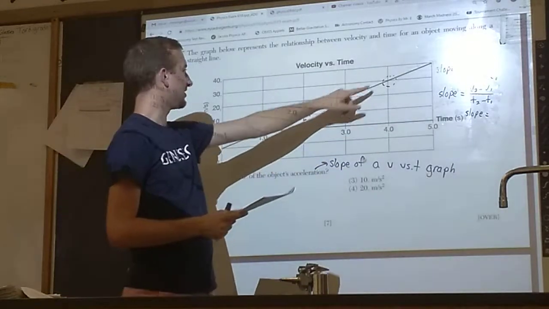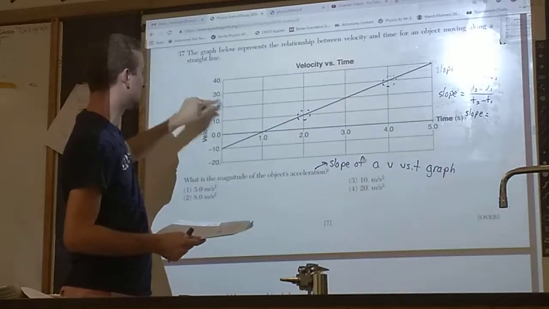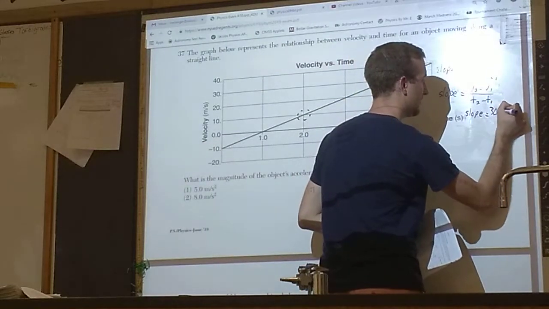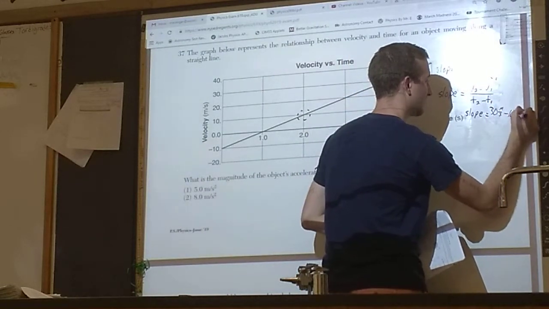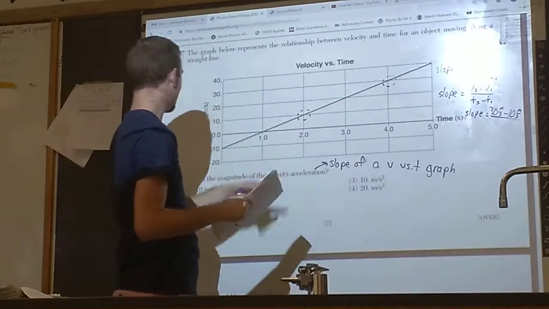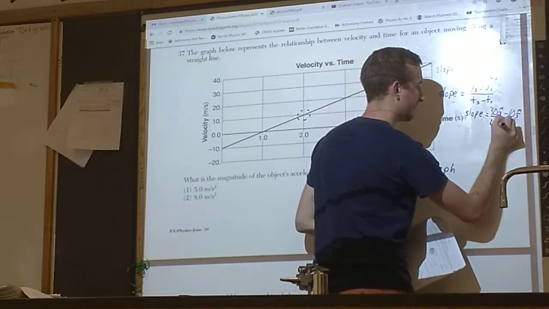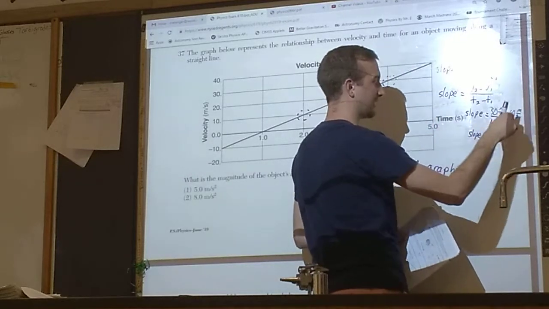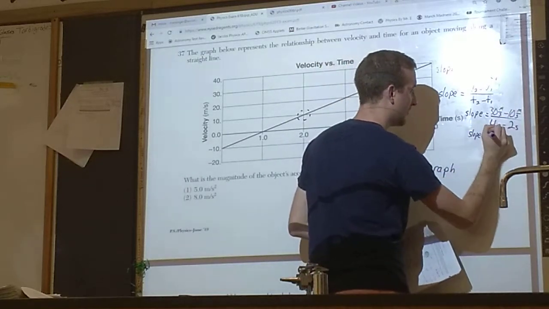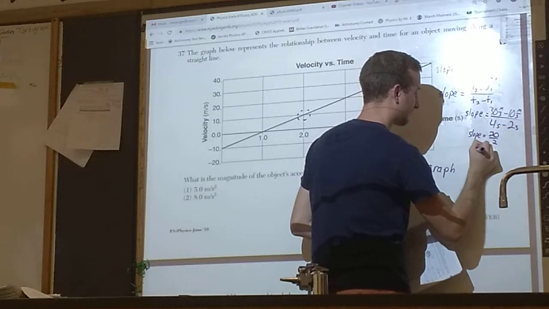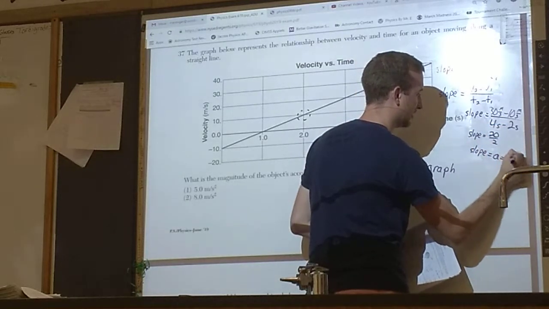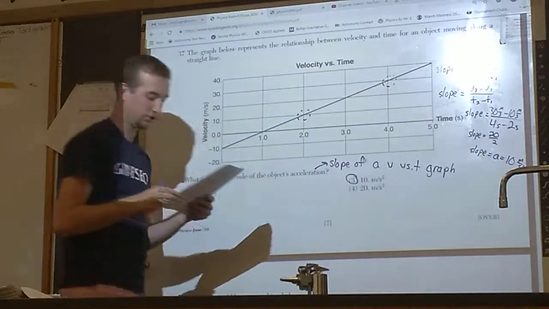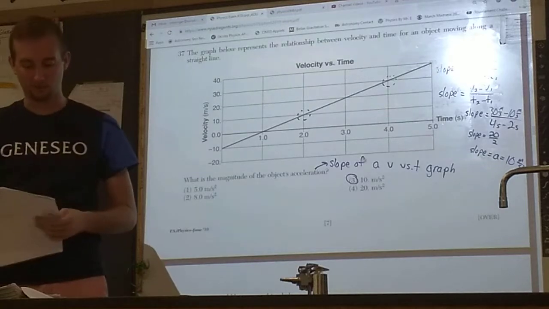Let's see, this is point 2, let's say. Velocity is 30, point 1, velocity is 10. So I get 30 meters per second minus 10 meters per second. Now I take the times, 4 seconds and 2 seconds. 4s minus 2s. Slope equals, let's see, 30 minus 10 is 20. 4 minus 2 is 2. 20 divided by 2. The slope is the acceleration, which is 10 meters per second squared. That, again, is choice 3. That's a pretty simple question.